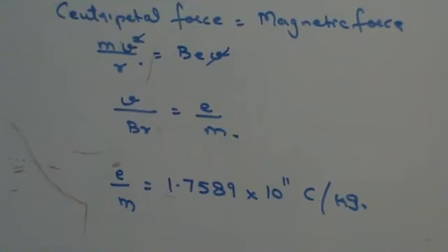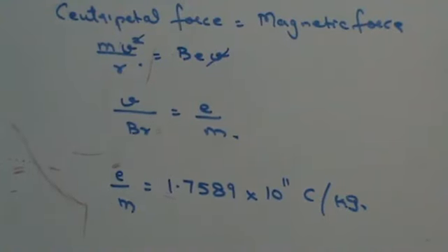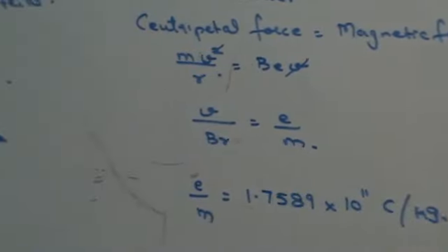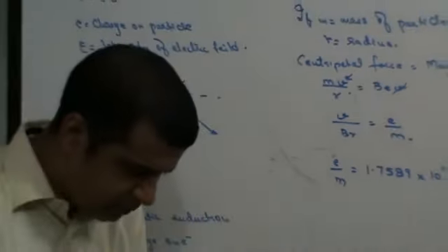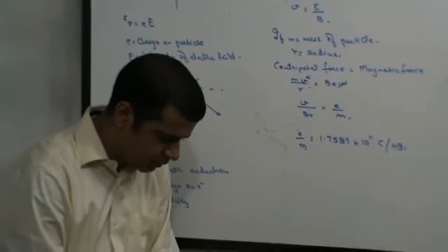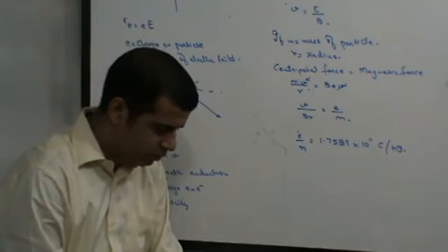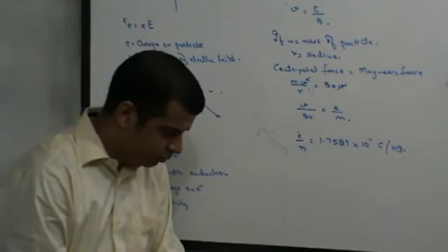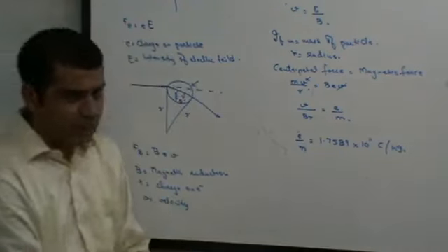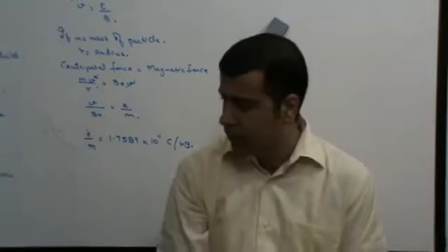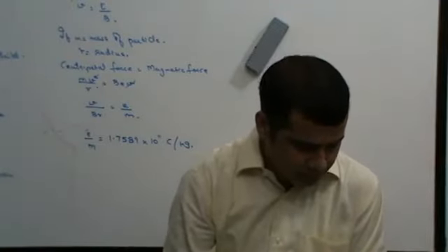Fine. Can we just write this down quickly, guys? Take down the question for this, please. Explain Thomson's experiment. Write the theory for the experiment.